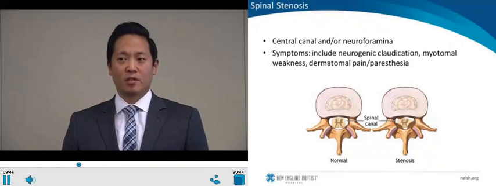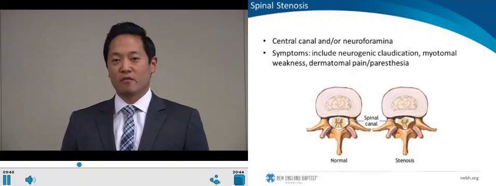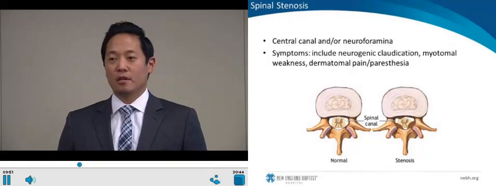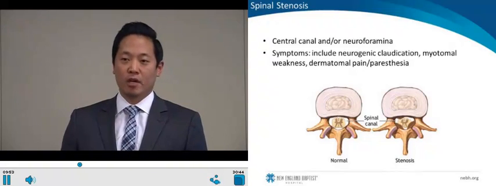Depending on the location of stenosis, the same symptoms as you would expect from a disc herniation can occur: myotomal weakness, dermatomal pain, or paresthesias.